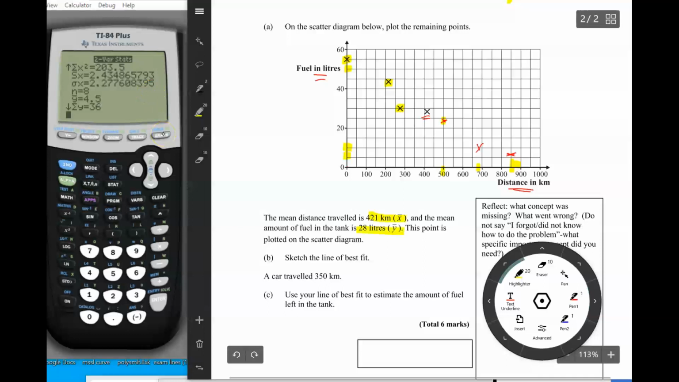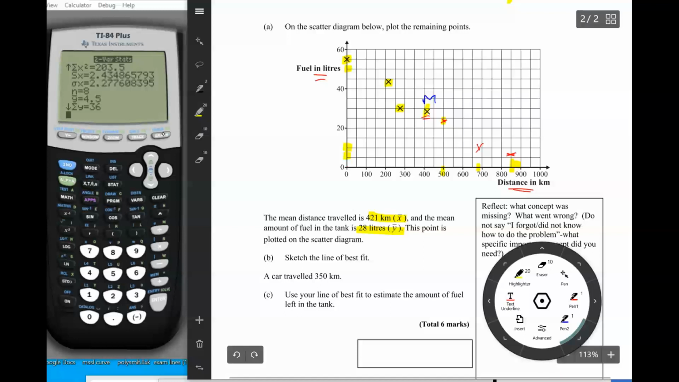And then it says this point is already plotted on the scatter diagram. It's right there, right? (421, 28), that looks about right. And then it says to sketch the line of best fit. One thing you need to remember about sketching the line of best fit is that you always need to go through the mean point. So what they're going to be checking is that you draw a line that goes through the mean point, and use a ruler when you do this. I just can't use a ruler here because I can't use a ruler on this touch screen.